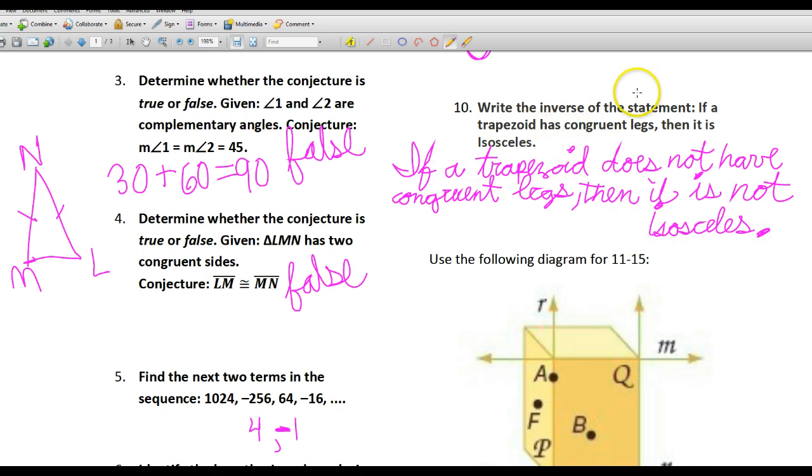So once again, the inverse negates the hypothesis, negates the conclusion. If a trapezoid does not have congruent legs, then it is not isosceles.